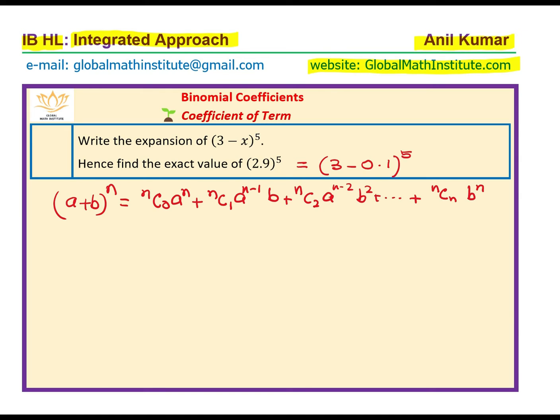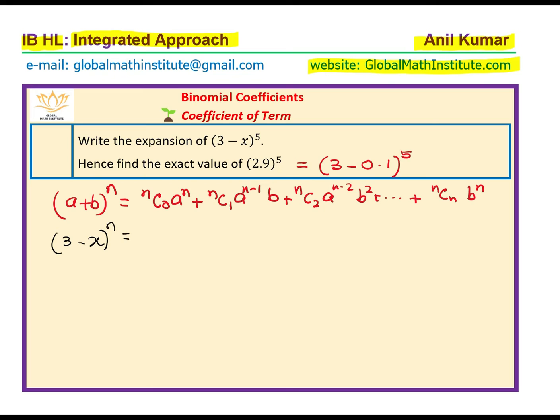Now, in this case, since we have 5 there and minus x, let's rewrite the expansion. Can you tell me how many terms will be there? Well, if 5 is the power, let's see how many terms there will be. Yes, I think you're right. There will be 6 terms. We start with nC0, right? So 0 to 5 makes 6 terms.